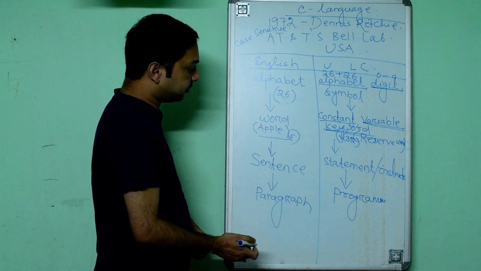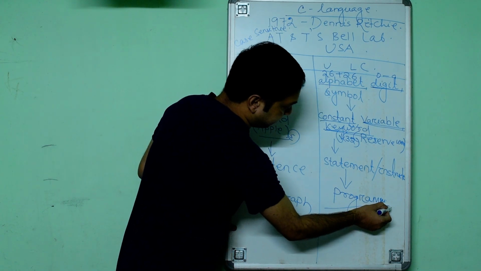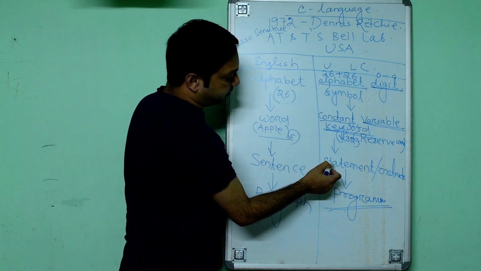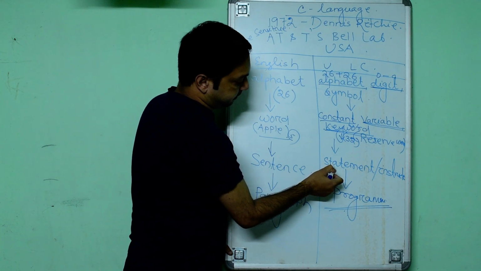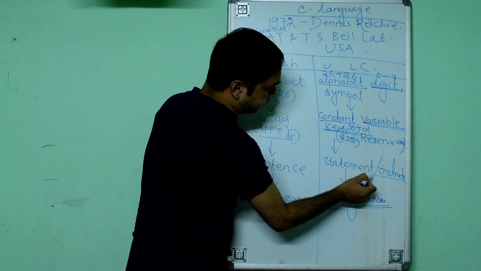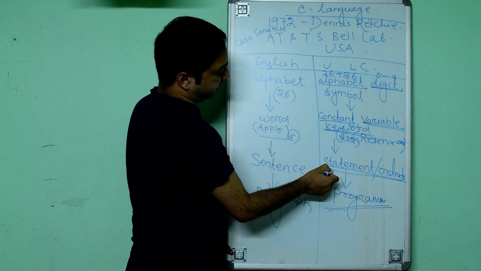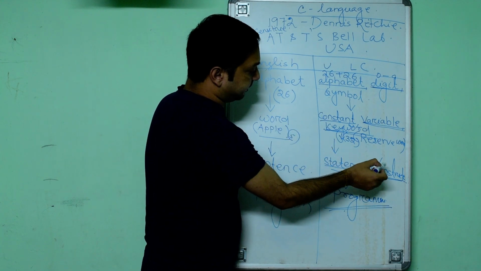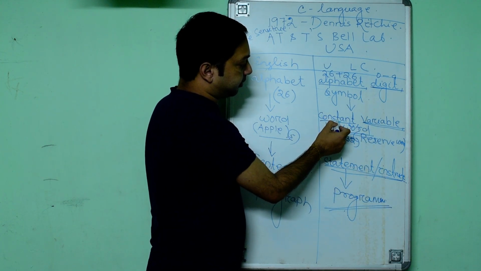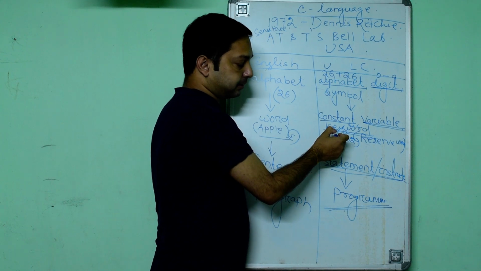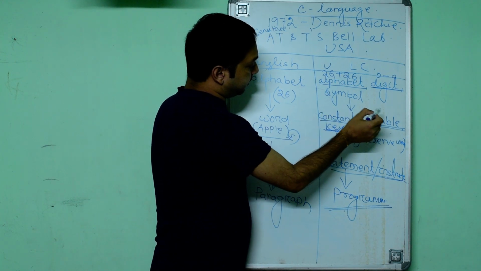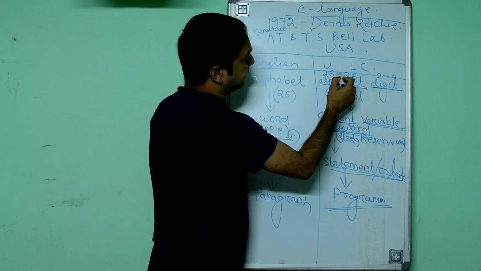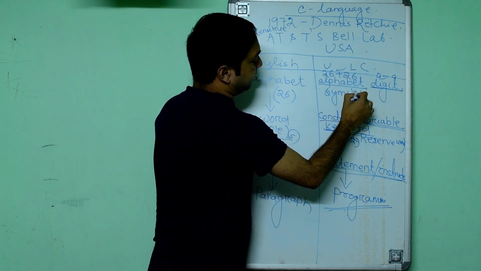Now, how do we define a simple program? A program can be defined as a collection of more than one interrelated statement or instruction. How do we form an instruction or statement? A C statement or C instruction is nothing but a collection of constants, variables and keywords. And how do we form constants, variables and keywords? That is nothing but a combination of alphabets, digits and symbols.